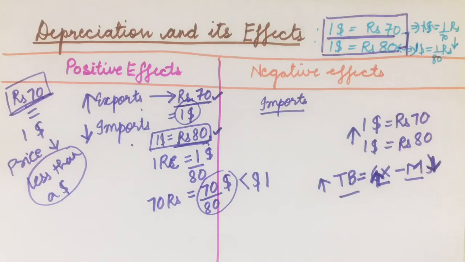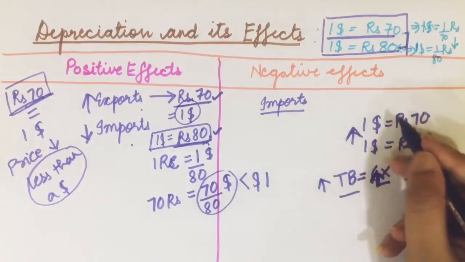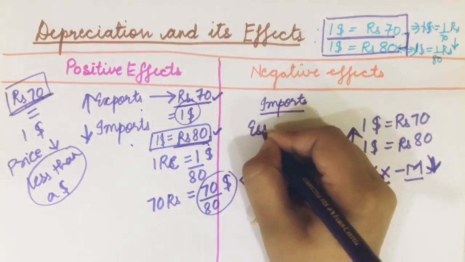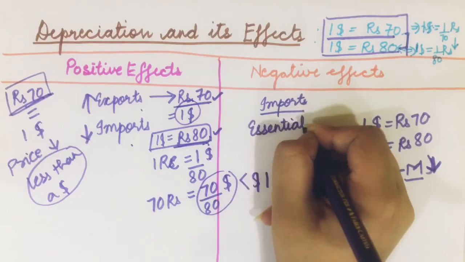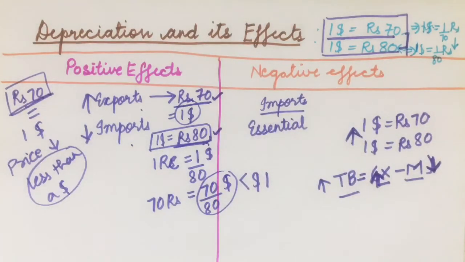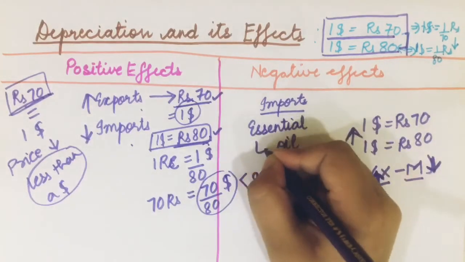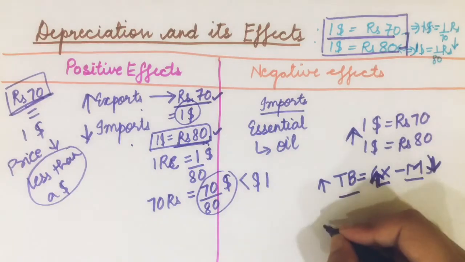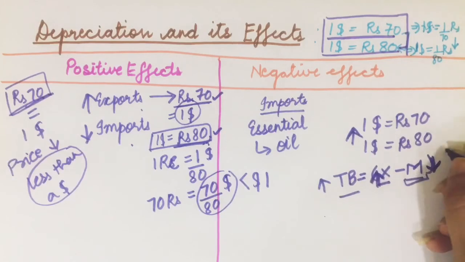Now what happens, since this price has gone up, we are importing some items which are very essential for the country. So these essential items could be anything like oil, right? And there could be many such items which are important and essential. So what happens is, when the price goes up, we cannot really reduce the quantity. So total amount of imports would go up.